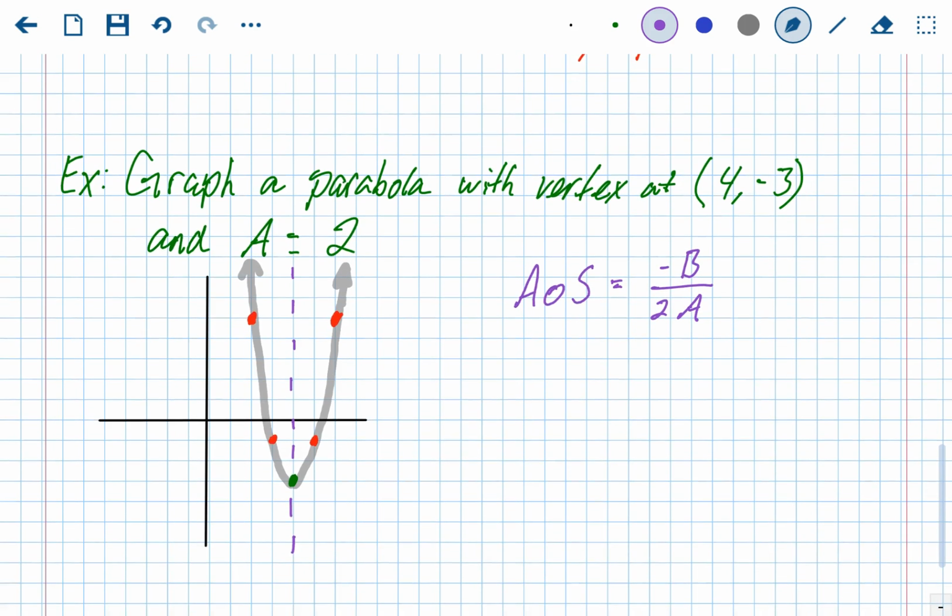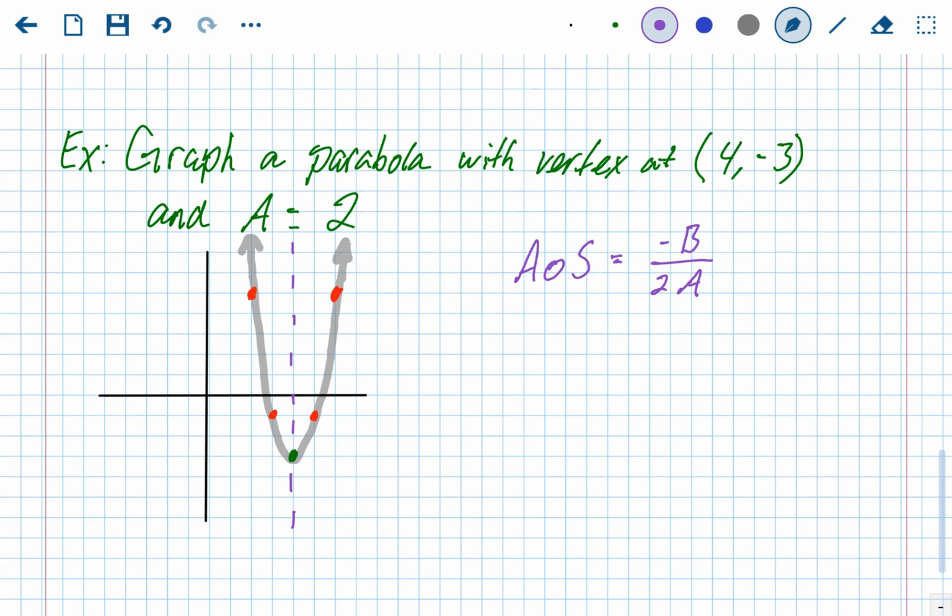Now, if you look at that formula, we actually know a lot of this information. We know 2 of the 3 variables. We know the axis of symmetry is 4. We just said that. We don't know what B is, but we do know what A is. So we could solve for B.